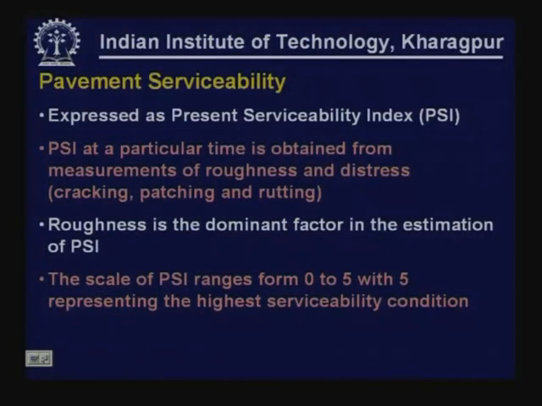Roughness is the dominant factor in the estimation of PSI. If you see the expressions available for estimating PSI as a function of various physical parameters, the main parameters that are available are roughness, cracking, patching and extent of rutting. Roughness is the dominant factor in the estimation of PSI. The scale of PSI ranges from 0 to 5, with 5 representing the highest serviceability condition. Obviously, 0 represents the worst condition that is possible.